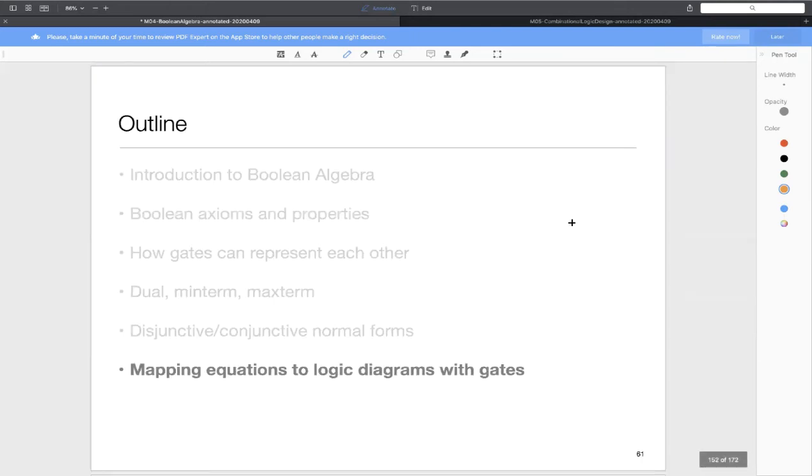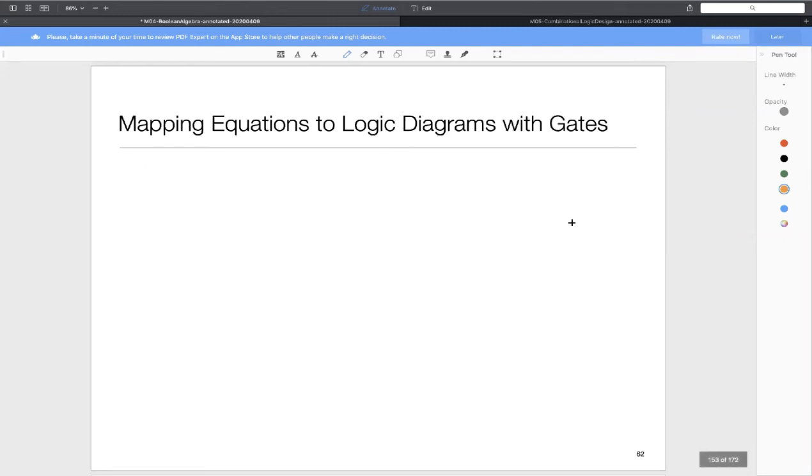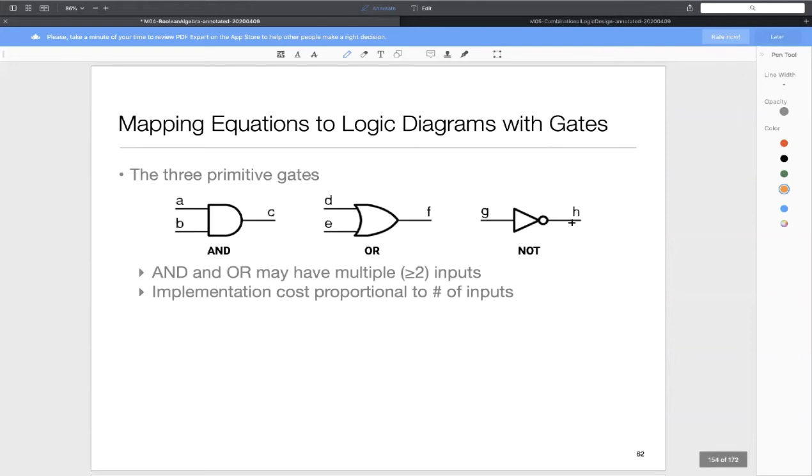Okay. So, mapping equations to logic diagrams with gates. Remember, ultimately we want to create hardware. So let's proceed with that. I now have these primitive gates: AND, OR, and NOT, and AND and OR are often available in more than 2-input varieties also. Implementation cost tends to be proportional to the number of inputs. That's a good rule of thumb.